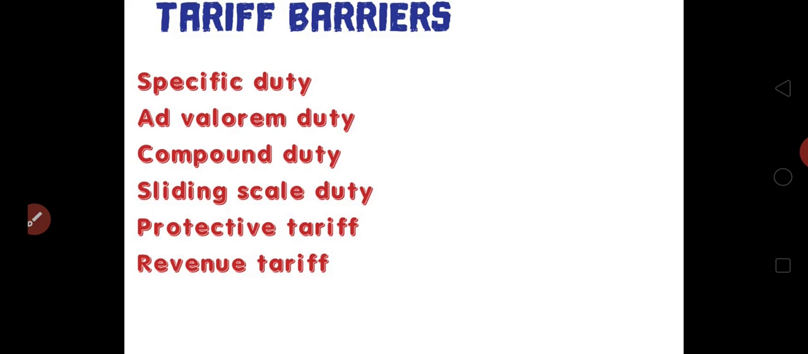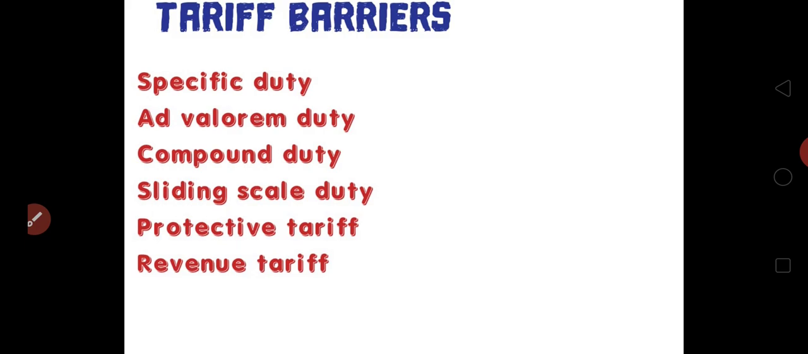Second one is ad valorem duty. Ad valorem duty is an import tax imposed on the value of the commodity. For example, when we import mobile phones from China, India may impose the tax on the value of the mobile phone. For example, when 10,000 rupees is the value of the mobile phone and 10% is the ad valorem duty, then the import tax will be 1,000 rupees. That is 10% of 10,000 rupees. So ad valorem duty is a tax imposed on the value of the commodity.